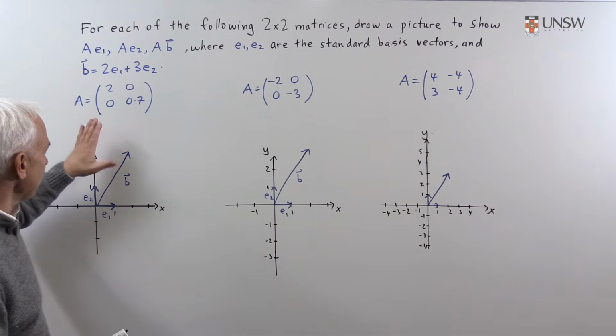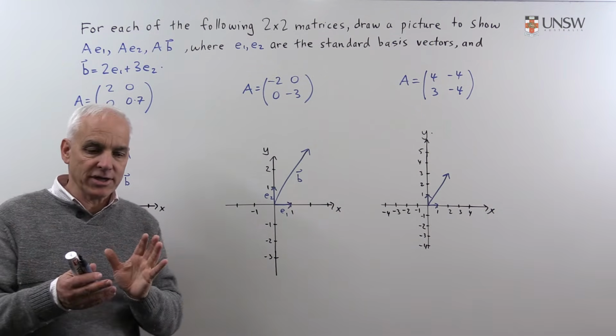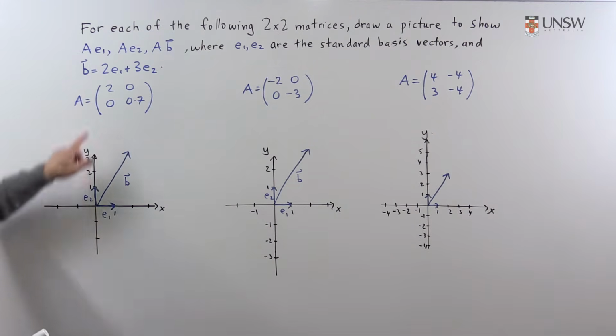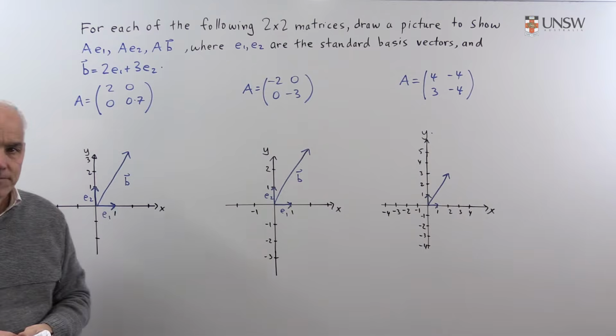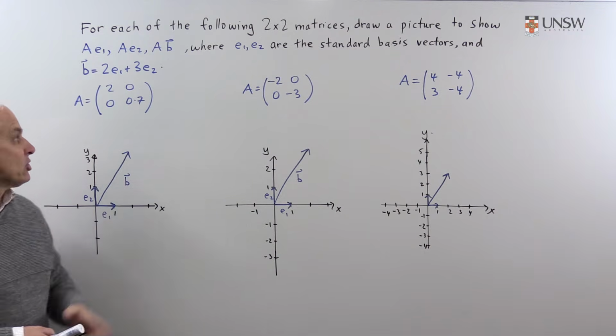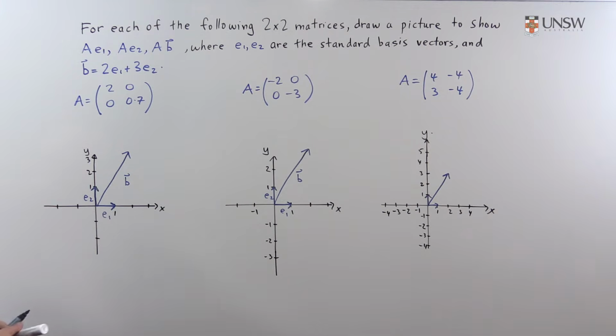Okay, so this is a very useful thing to be able to visualize how a 2x2 matrix affects a linear transformation. So let's have a look at the first one. We have the matrix A, which is 2, 0, 0, 0.7. So along the diagonal, we have the numbers 2 and 0.7. Right, so what happens to the various vectors?